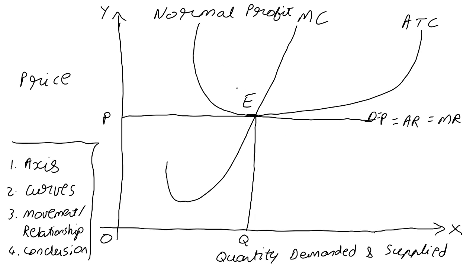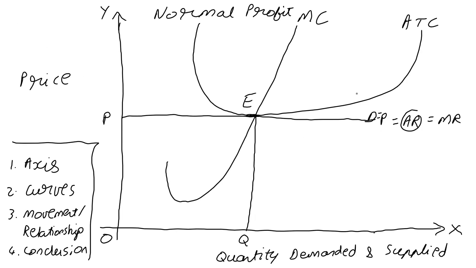Then the average total cost forms a tangent to the demand curve D, which is equal to price, average revenue and marginal revenue, at equilibrium point E, formed by the intersection of marginal revenue and marginal cost. Therefore, the firm is maximizing profits at point E, where MR is equal to MC, and is making normal profit, since AR is equal to ATC. Therefore, the firm is making normal profit.